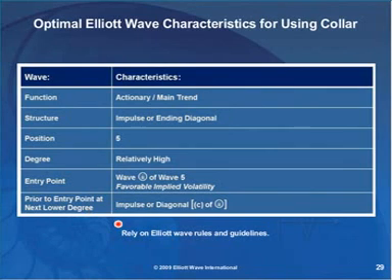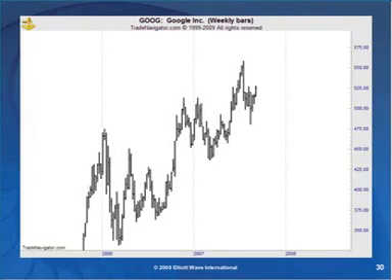A wave prior to entry at next lower degree, impulse, or diagonal. So let's look at an example of how we would use the collar. Here's a chart of Google, and we're going to start this recent bar that I'm pointing to. That's September 4th, 2007. Google closed at 525.15.